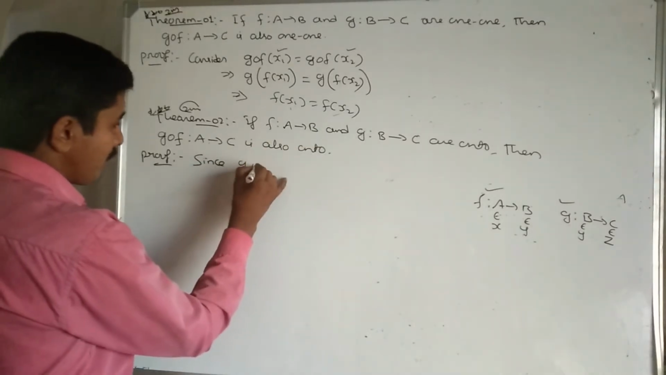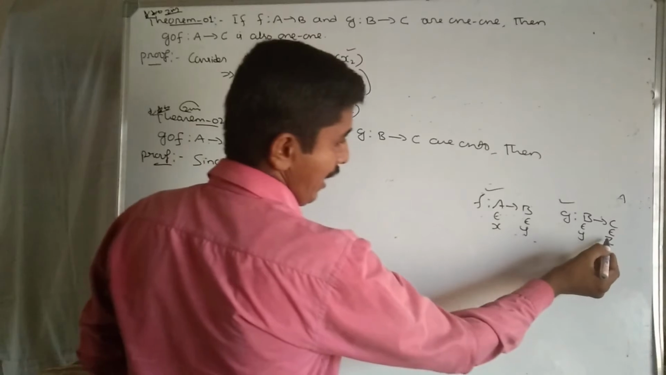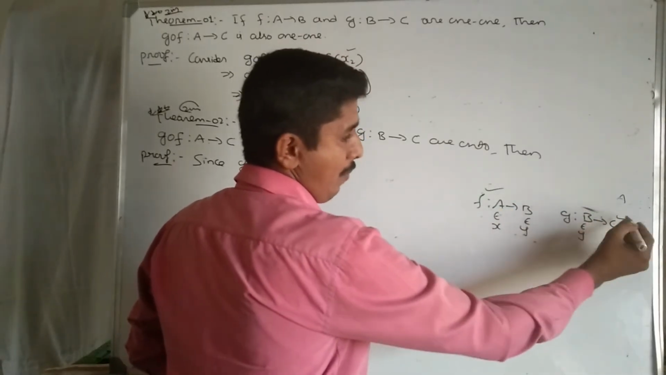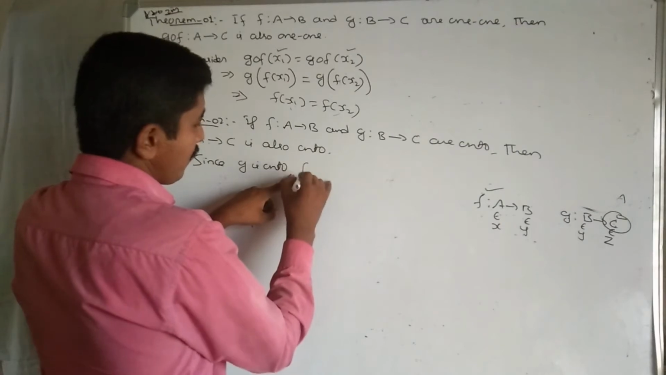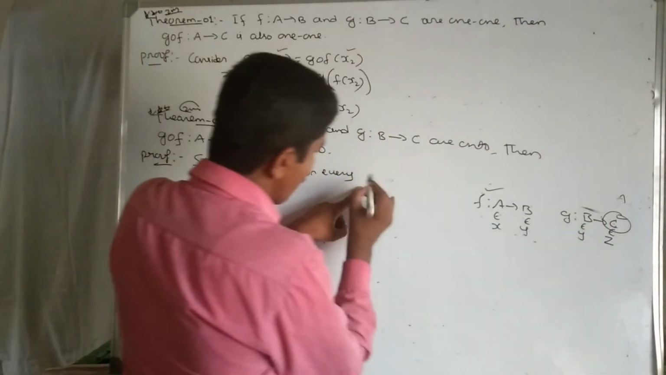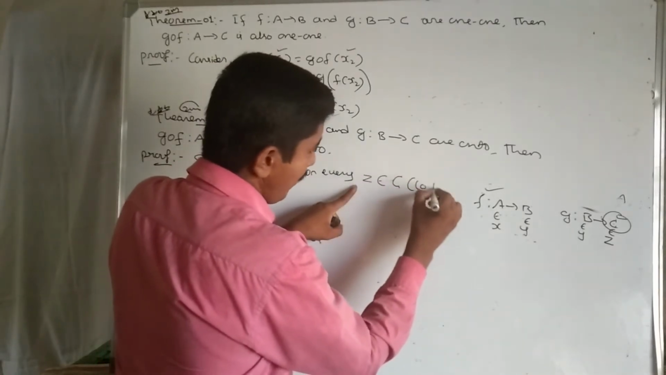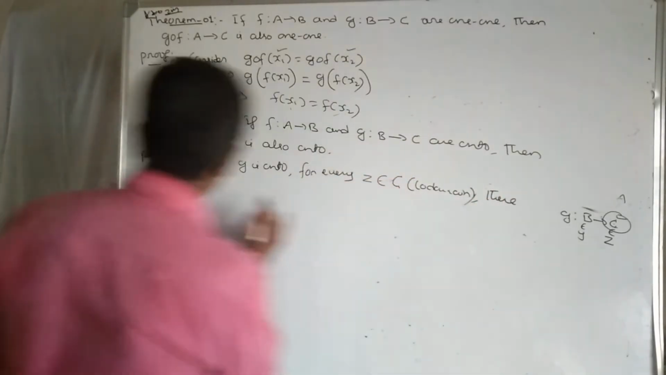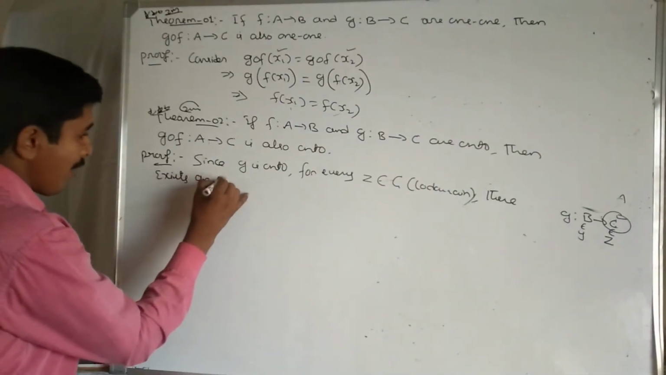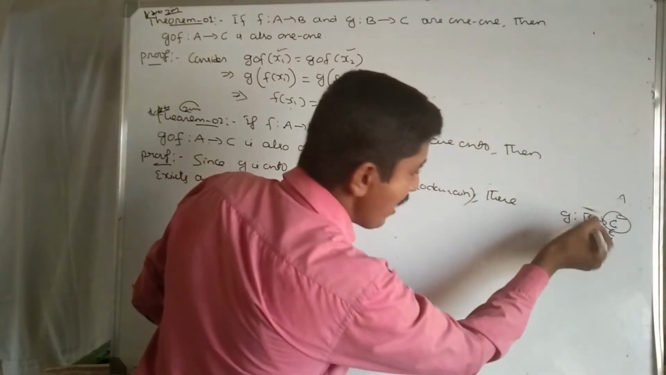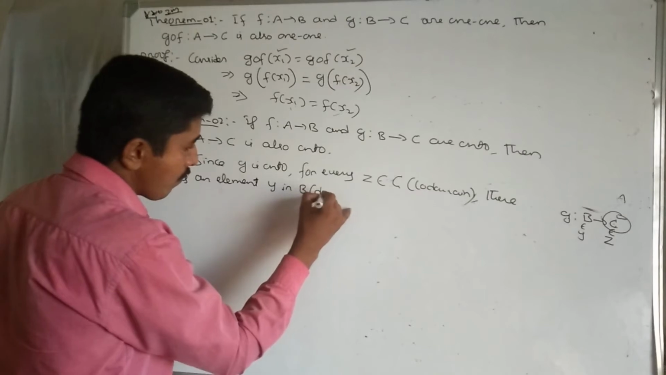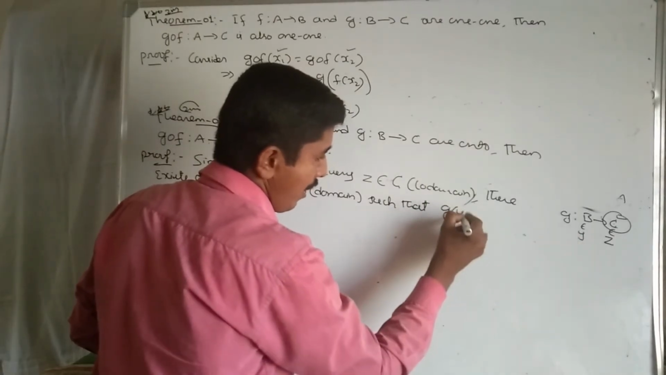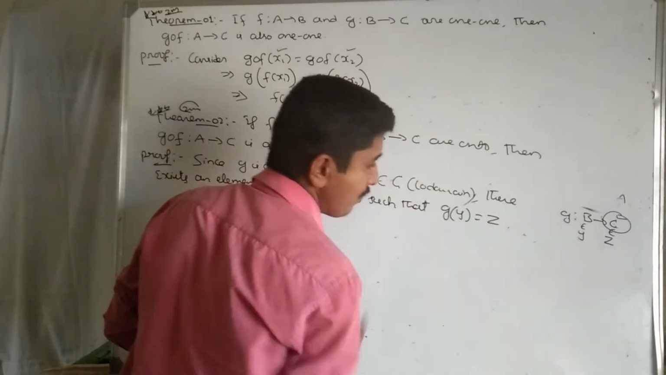Since g is onto, by definition, for every z belongs to C, small z belongs to set C, and set C means codomain, there exists an element, meaning a pre-image element, y in B, the domain, such that g of the domain element y equals the codomain element, the range element, z.